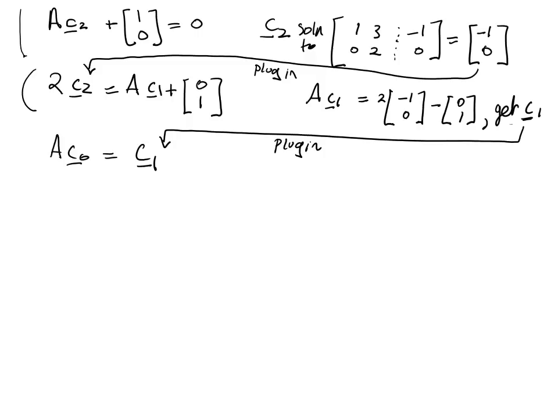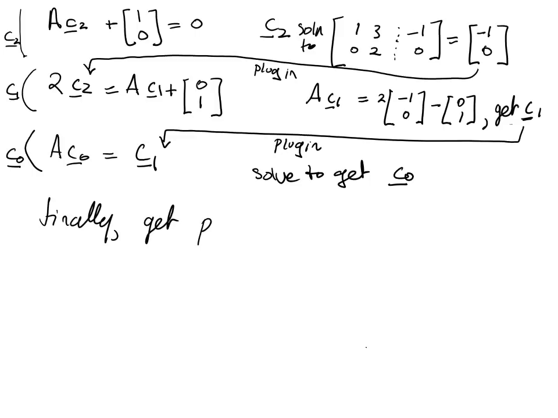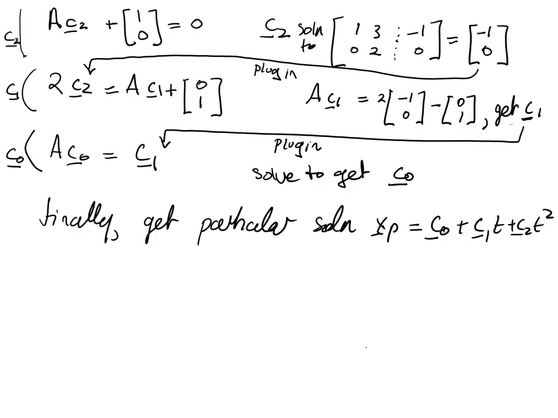And now this becomes a linear system just in C0, right? So this is a linear system in C1, this is a linear system in C2. The last one is a linear system in C0 because I know C1 from my previous approach. When I plug this in, I can solve to get C0. So finally, I got C0, C1, and C2. So finally, I get a particular solution, xp, which is equal to C0 plus C1t plus C2t squared, with the C0, C1, and C2 being whatever I got up here.